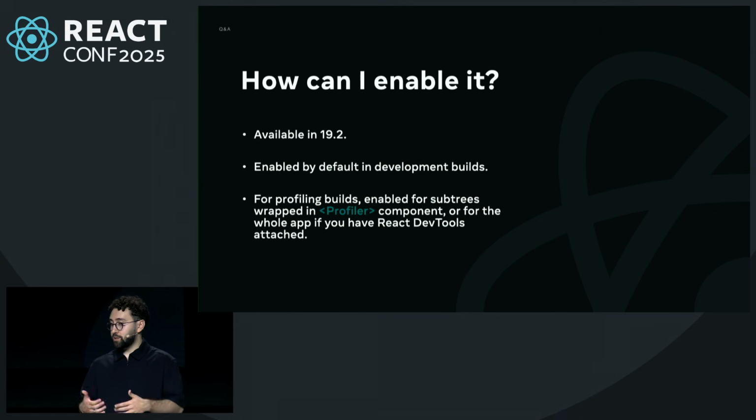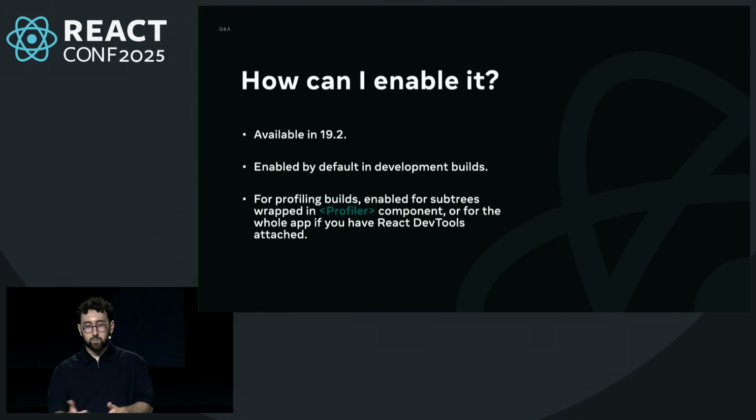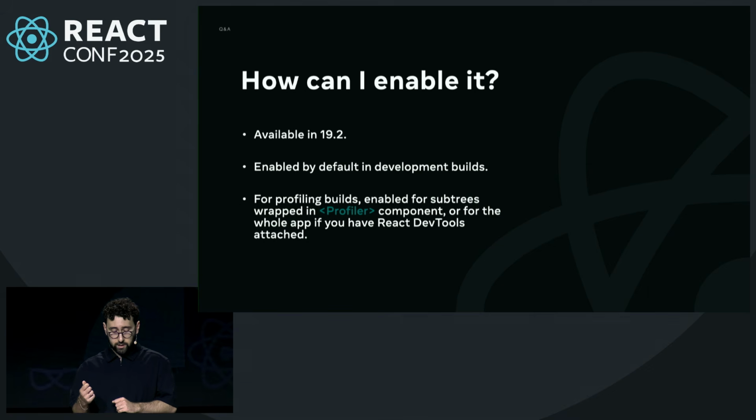So how can you use it today? As I said, it's enabled in 19.2. You don't need to do anything if you just want to use them in development builds. They are enabled by default. For profiling builds, performance tracks will be enabled for the subtrees that are wrapped in a profiler component of React, or for the whole app if you have the React DevTools browser extension attached.